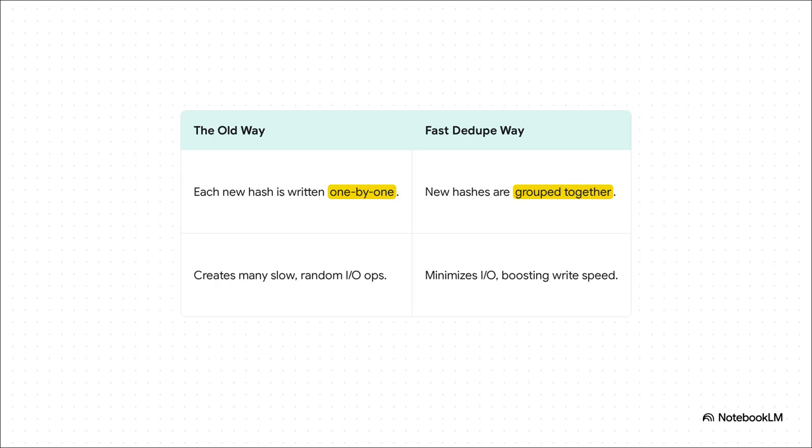All right, let's talk about change number one, writing the hashes. The old way was, frankly, terrible. For every new block, it was one tiny, random write to disk. Super inefficient. Fast dedupe is way, way smarter about this. It gathers up a whole bunch of new hashes, groups them together, and writes them all in one big, clean, efficient go. This completely changes the I/O pattern. It's a massive speed boost, and if you're running on spinning mechanical hard drives, the difference is night and day.